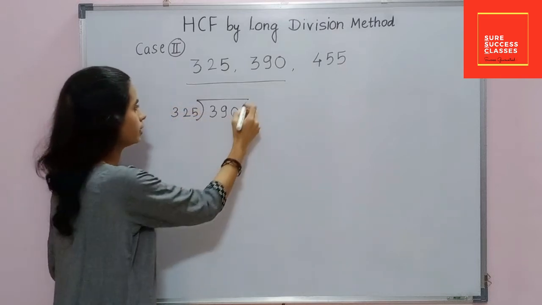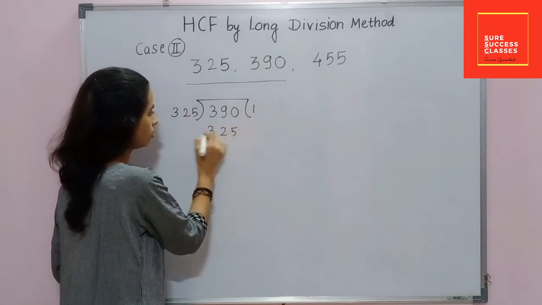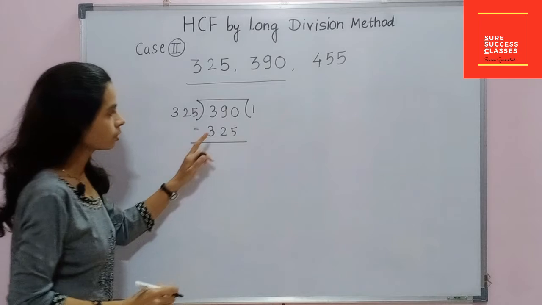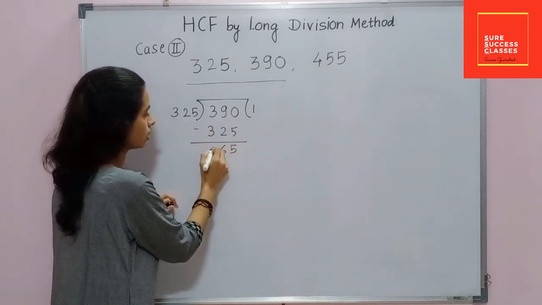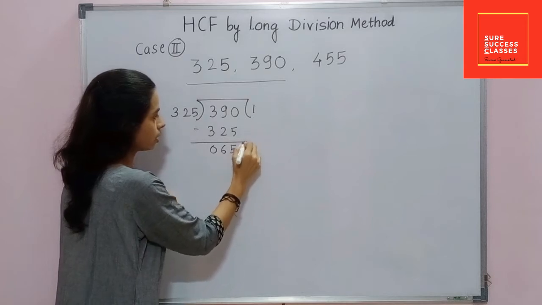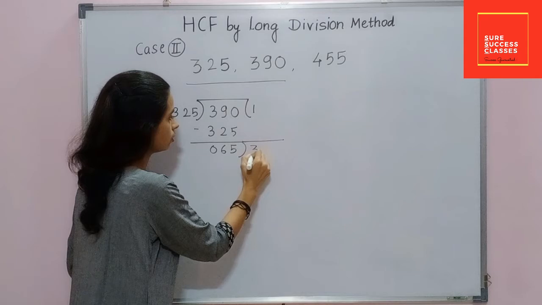Clearly we can write here 1 as a quotient and subtract 325. 10 minus 5, 5. 8 minus 2, 6. 3 minus 3, 0. Again by 65 we will divide this 325.